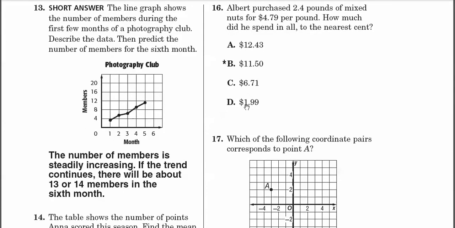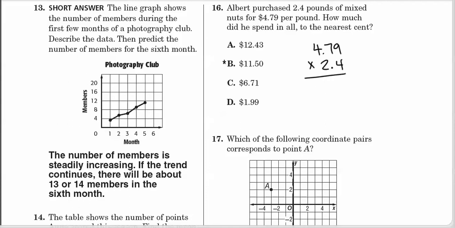Okay guys, today we're starting with number 16. Albert purchased 2 and 4/10 pounds of mixed nuts for $4.79. Okay, so how much did he spend in all? We take $4.79 and we multiply by 2.4.